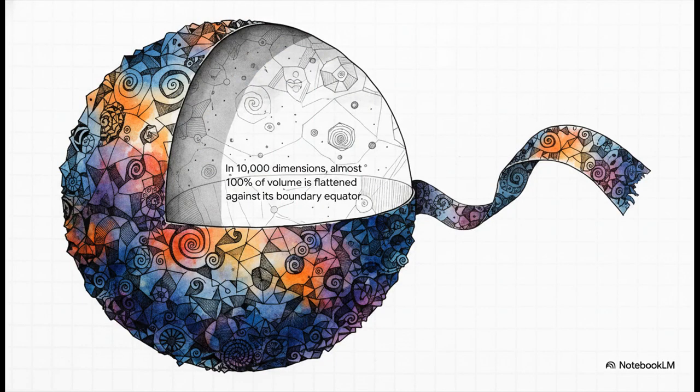And what's even crazier is where that tiny remaining microscopic volume actually lives. Incredibly, in 10,000 dimensions, practically 100% of a sphere's volume is flattened right against its boundary equator. The volume doesn't just vanish evenly, no. It gets pushed entirely to the outer boundary skin, meaning the interior of the sphere is effectively empty space. If you peel away just 1% of the outer layer of a 10,000 dimensional sphere, you remove over 99.99% of its total volume. That is wild.